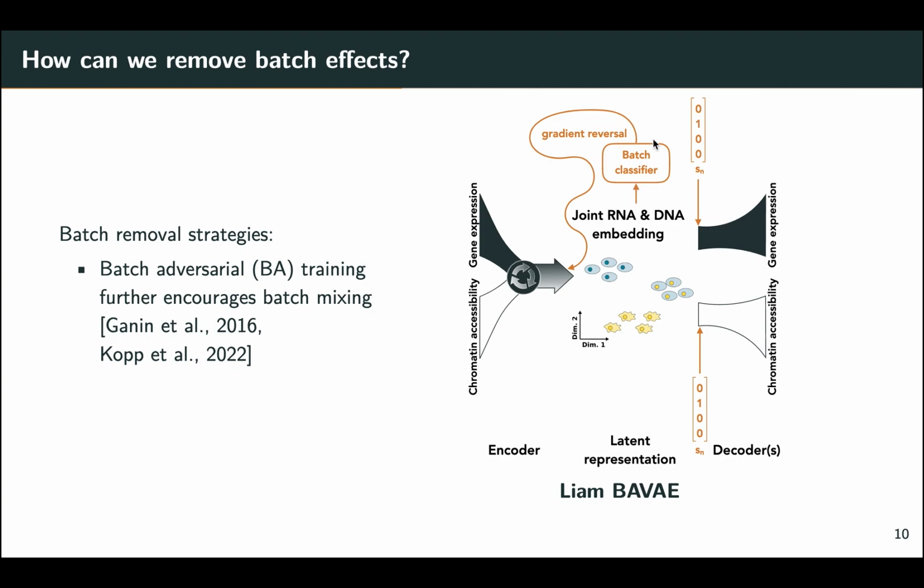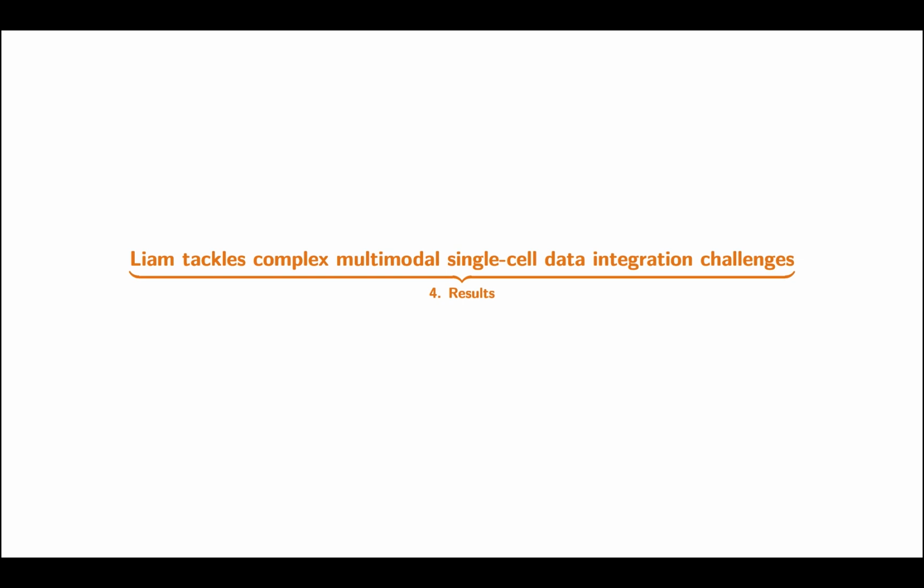On top of that, we make use of a kind of negative feedback loop through a gradient reversal layer. So when the batch classifier gets better at predicting the batch, we will feed this as a negative feedback during the training to our encoder. And this way, we further encourage mixing of batches. Alright, so let's look at Liam's performance in practice.